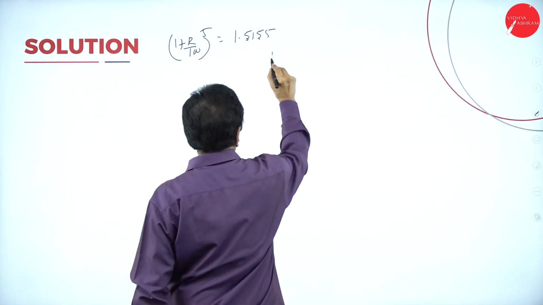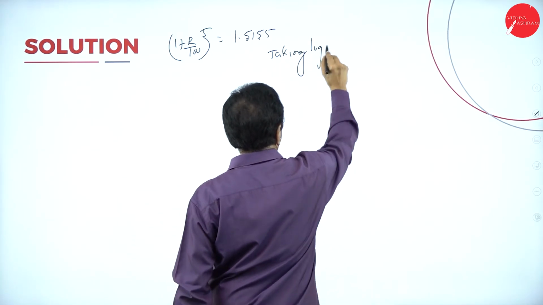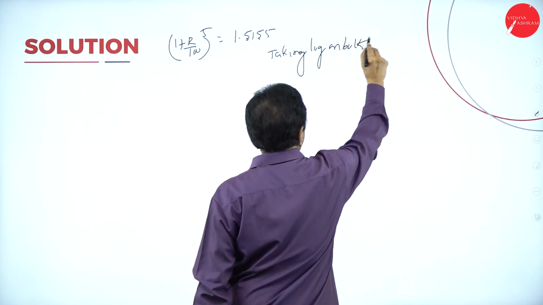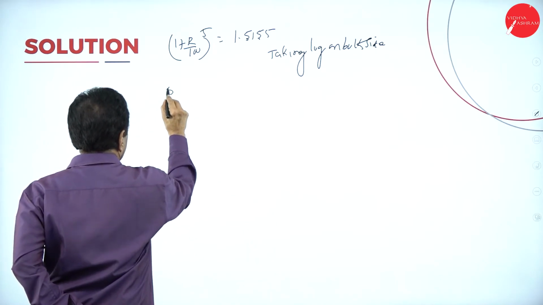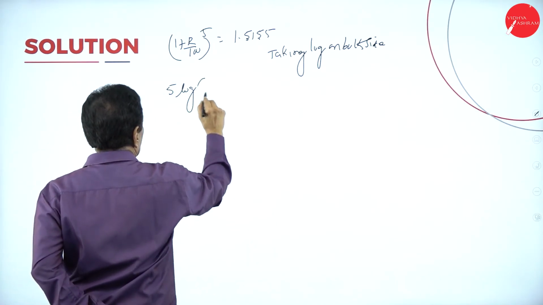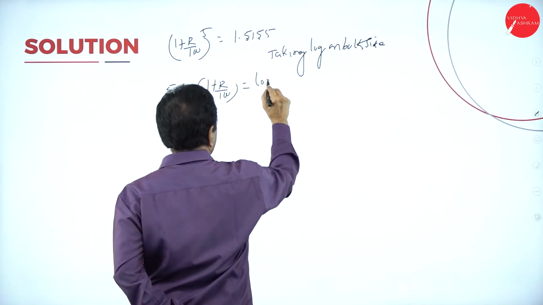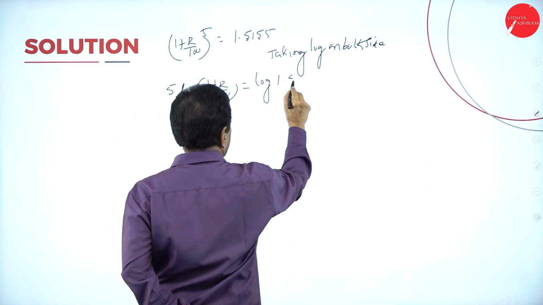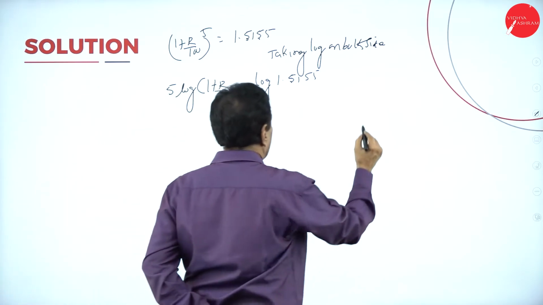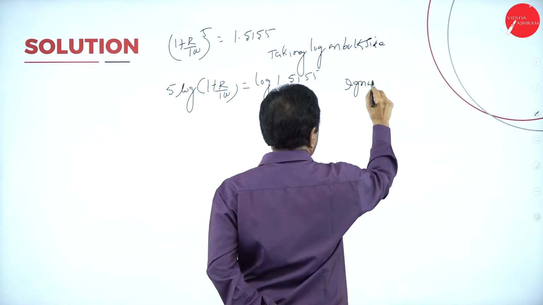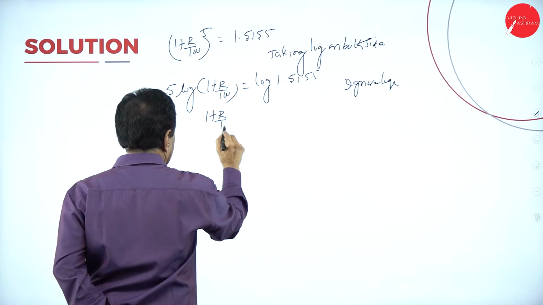Taking log on both sides, 5 log (1 plus R over 100) is equal to log 1.5155. Ignore the log for now.